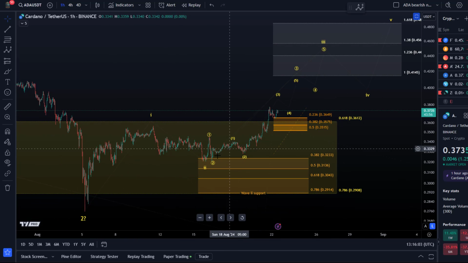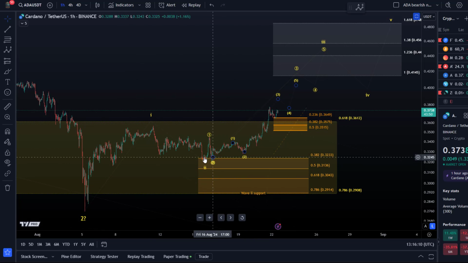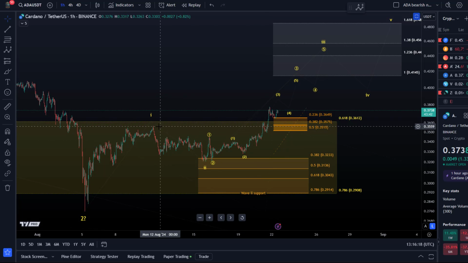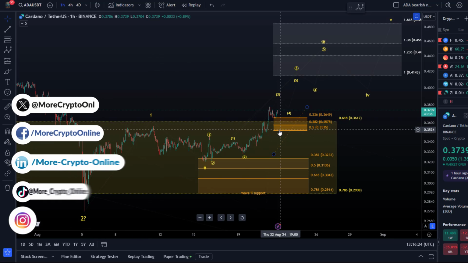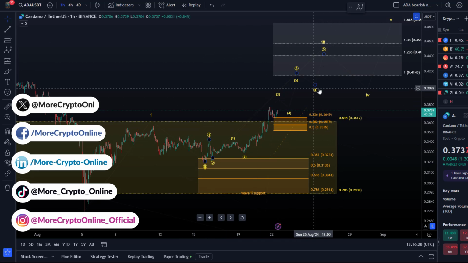ADA has rallied quite nicely now and has also left the support zone here to the upside. So we had a positive reaction to the 38.2 retracement level. And as per the last updates, I highlighted to you, if we really get a sustained break above the wave 1 high, at around 35.6 cents, we can watch for a third wave to unfold. Then we can track the third wave.